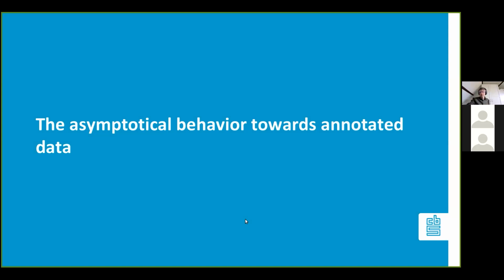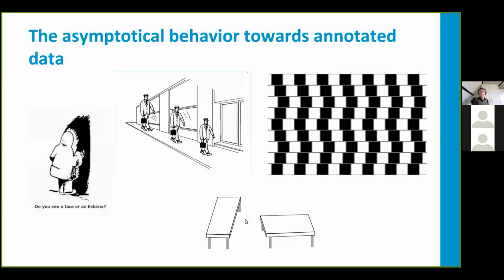So another point that we have to investigate how to deal with within machine learning is what I call the asymptotical behavior towards annotated data. And this all has to do with something I already mentioned before, those visual illusions. There are two types of bias which can be introduced when using a human annotating data. And within machine learning, a lot of times humans are annotating data. One of them is what we call a perception bias, and the other one is a perceptual bias.